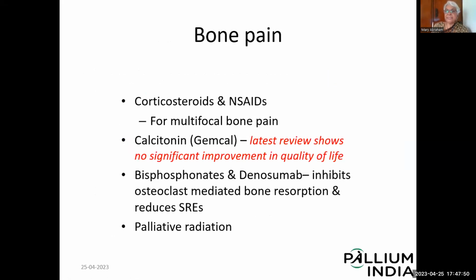So the various drugs and agents that can be given for bone pain: corticosteroids and non-steroidal anti-inflammatory drugs for multifocal bone pain. You can give calcitonin, but the latest reviews show that it does not produce a significant improvement in the quality of life. They are all osteoblastic. They improve the bone formation. The bisphosphonates and denosumab also are now very commonly used to treat bone disease and bone pain. They inhibit the osteoclast-mediated bone resorption and reduce the skeletal related events and also provide palliation.